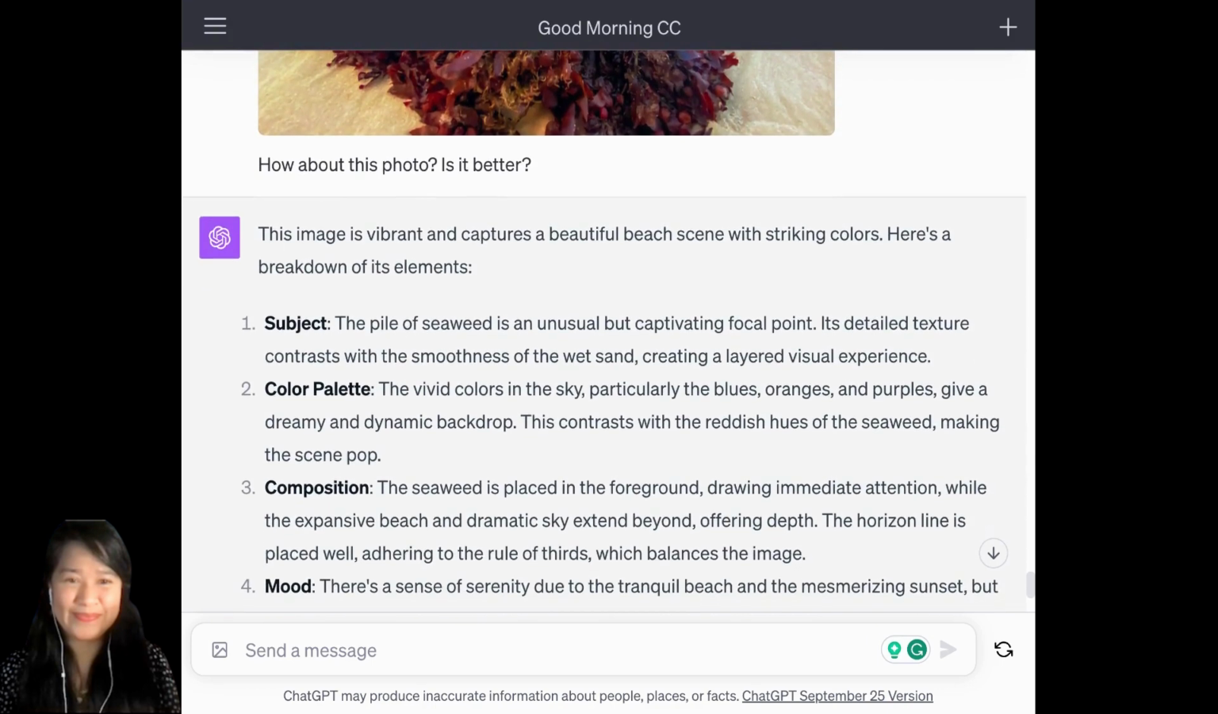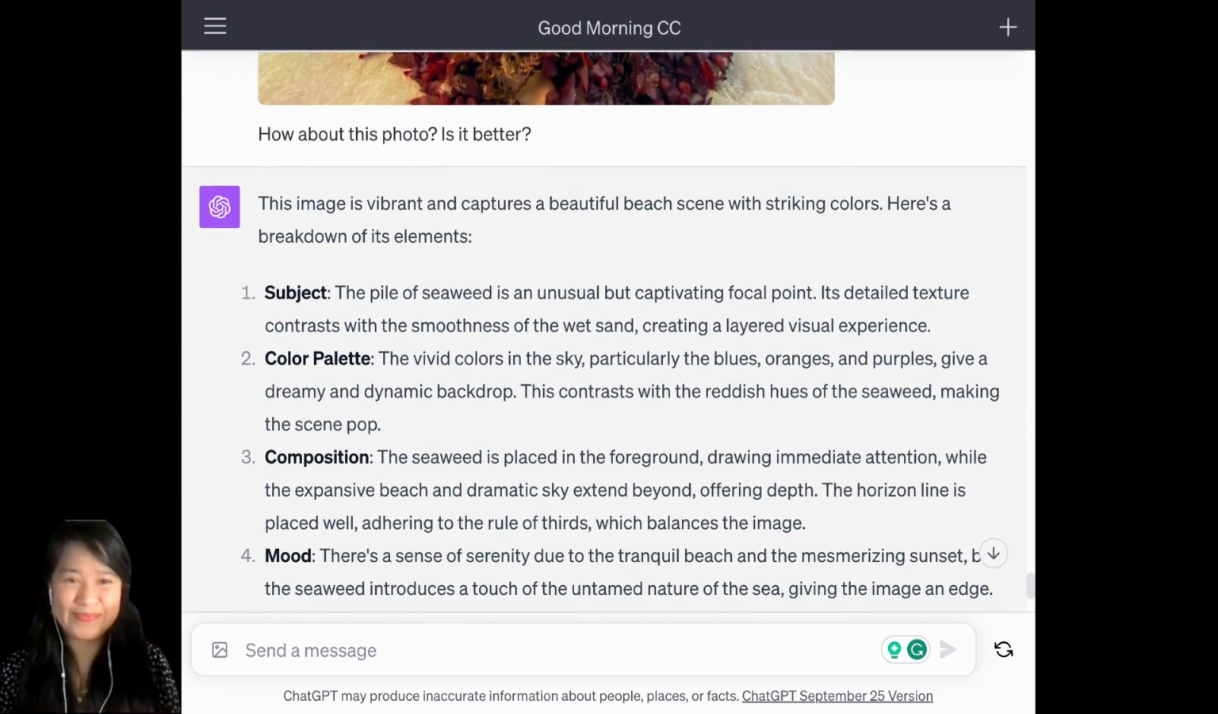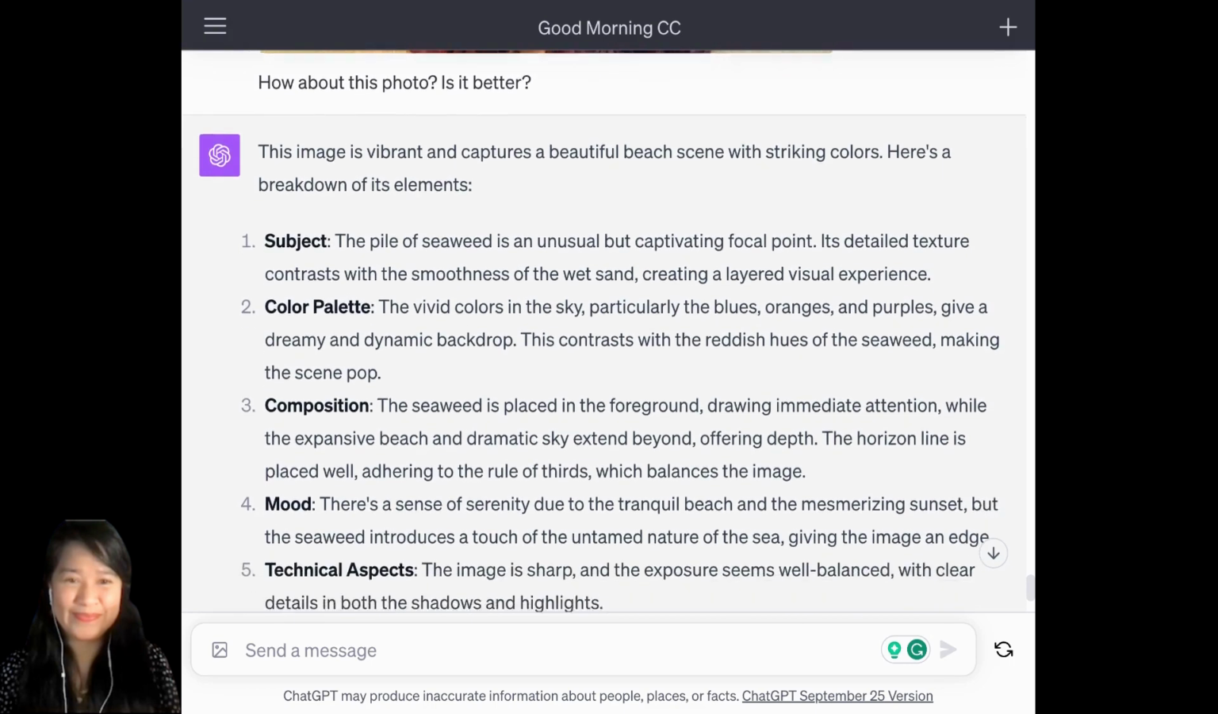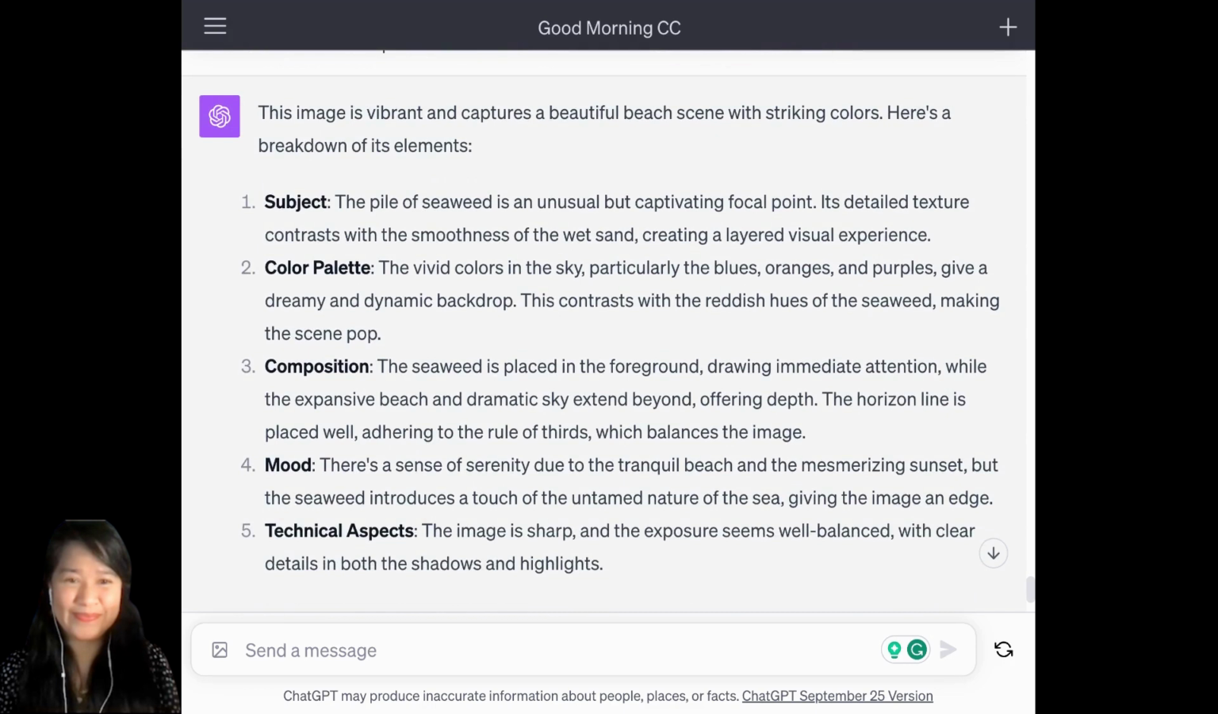Well, so this is what CC answers. This image is vibrant and captures a beautiful beach scene with striking colors. And then CC provided me a breakdown of its elements. The subject, which is the pile of seaweed, is an unusual but captivating focal point, which is very true. It's very unusual, but I think it's very captivating.